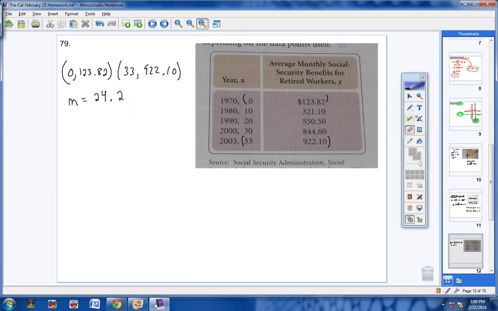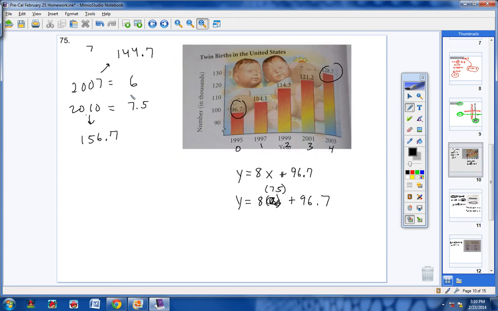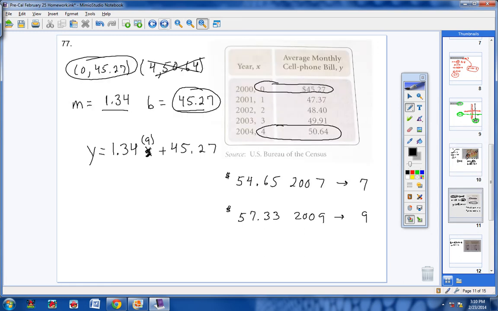Now let's find our y-intercept, okay? And I'm going to go ahead and show you a shortcut I think would be very helpful to you. Did you notice in the last problem we had an ordered pair that was 0, 45.27? Do you see that? And what did b end up being? 45.27. In this last problem, we had an ordered pair that was 0, 96.7 right here. And what did my y-intercept end up being? 96.7. That is a shortcut that always works.